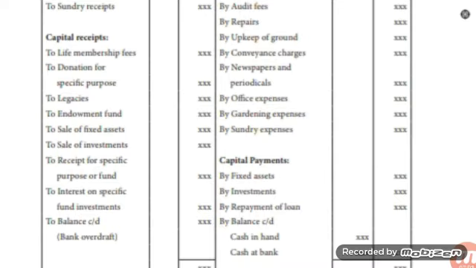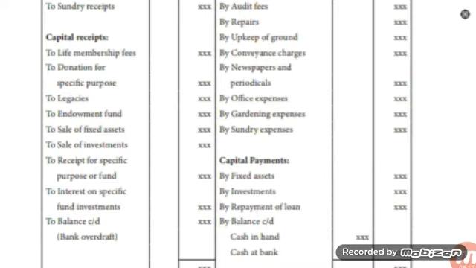Then how can we balance? Find the total of the debit side. Then find the total of the credit side. Okay, how? First find the total of the debit side. Then find the total of the credit side.